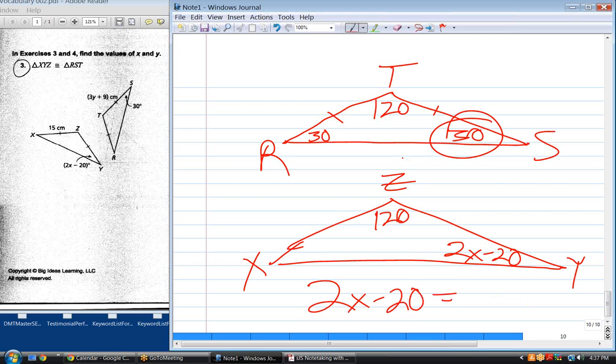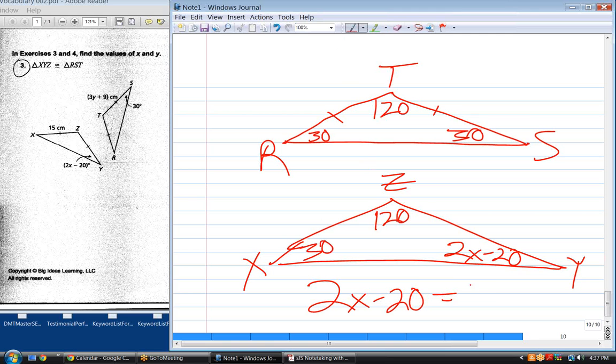Look at the two triangles. They're congruent. Is that angle 40? These triangles are congruent. That means this angle is equal to that angle, and this angle is equal to not only this angle, but also this angle up here. So this one over here is 30 for sure.